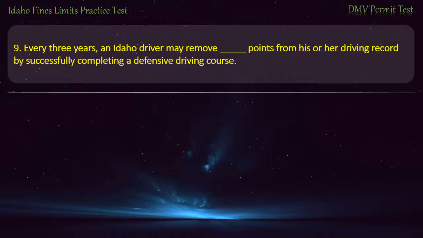Question 9. Every 3 years, an Idaho driver may remove points from his or her driving record by successfully completing a defensive driving course. 3, 4, 1, 2. Answer. 3.